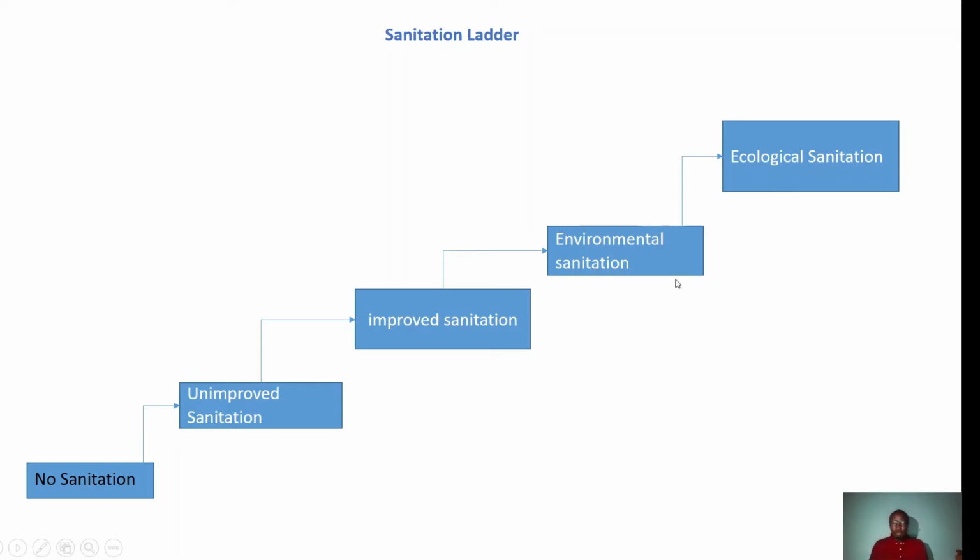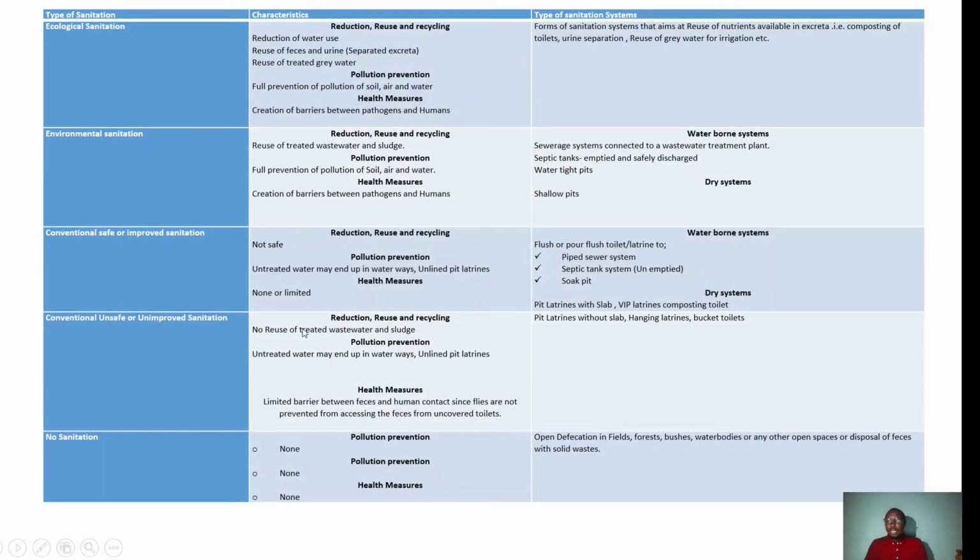It may look a bit confusing, but let's go through it in detail, bit by bit. We start at the bottom, where we have no sanitation. This is where a community still practices open defecation, in fields, forests, bushes, or any other place where people can defecate openly. In this case, pollution is not controlled, there is no pollution prevention, and there are no health measures in place.